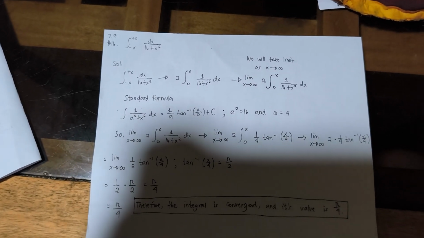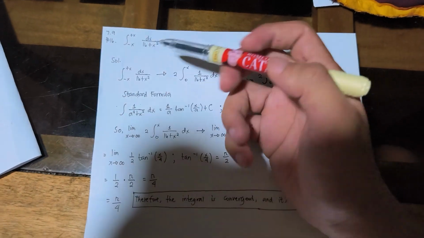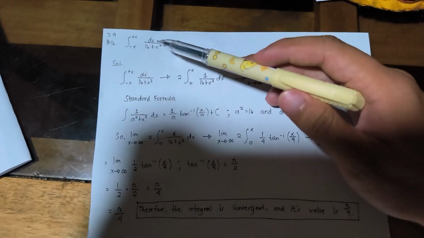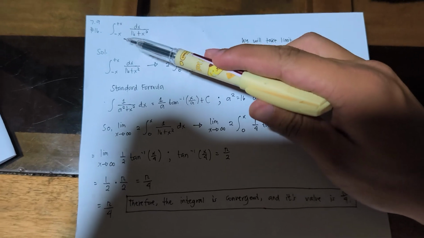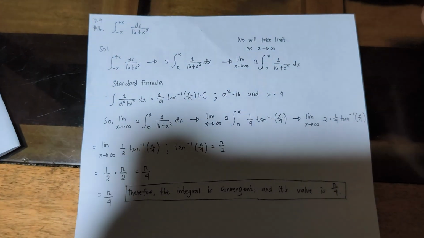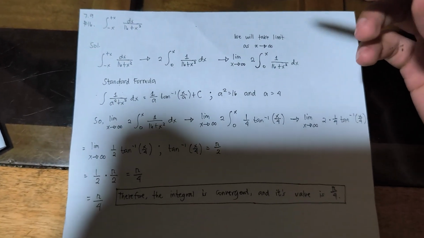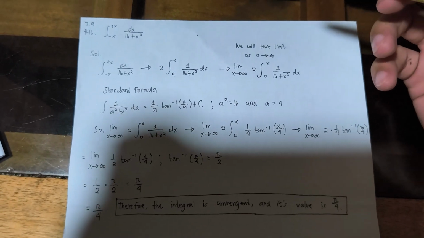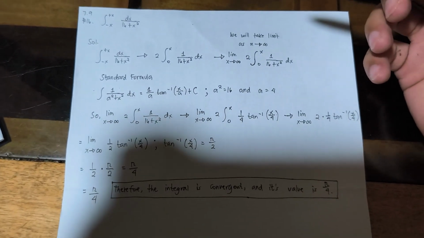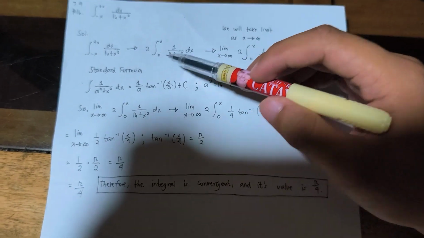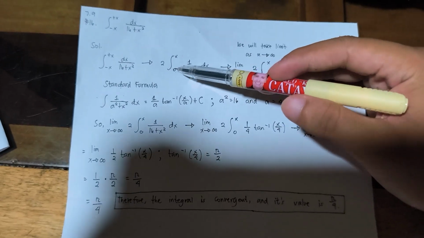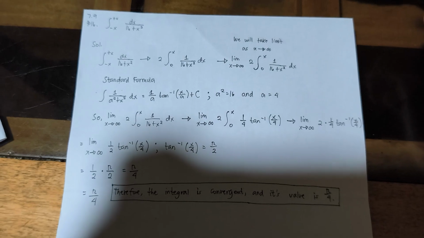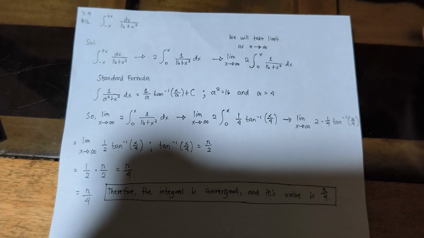Then we have the next item, 7.9 number 16. So we have the integral of dx over 16 plus x squared from negative infinity to positive infinity. First, we need to simplify the integral using symmetry. So our integral becomes 2 times the integral of 1 over 16 plus x squared dx from 0 to infinity. Then we will take the limit as x approaches infinity.